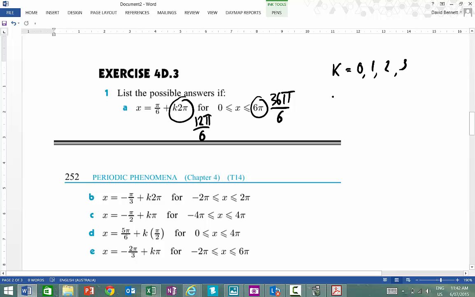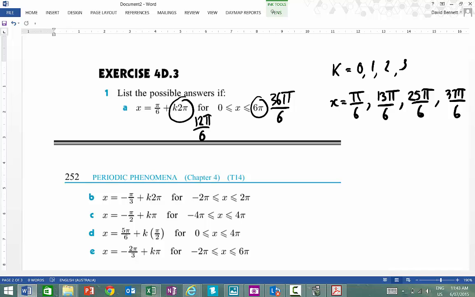So if k is equal to 0, then x is going to be equal to pi on 6. If k is equal to 1, then I'm going to add one lot of 12 pi on 6, so therefore that will become 13 pi on 6. 1 plus 12. I'm just going to go up in multiples of 12 pi on 6. The next one's going to be plus another 12, so that's going to be 25 pi on 6. And then I'm going to add another 12, which will give me 37 pi on 6. Now, the problem with this one here is that it's greater than 36 pi on 6, so therefore I'm not going to consider that value. I'm only going to consider those three values there. That makes sense.